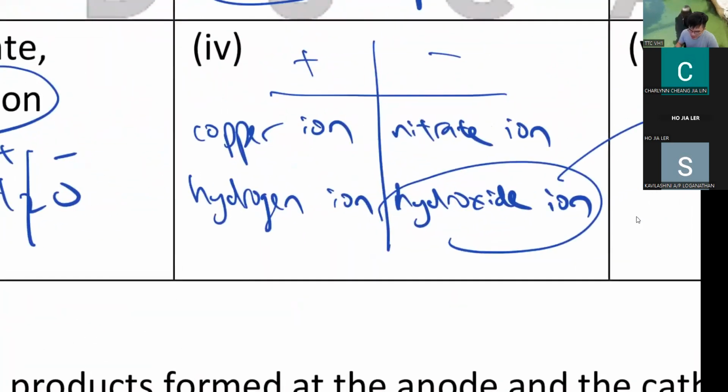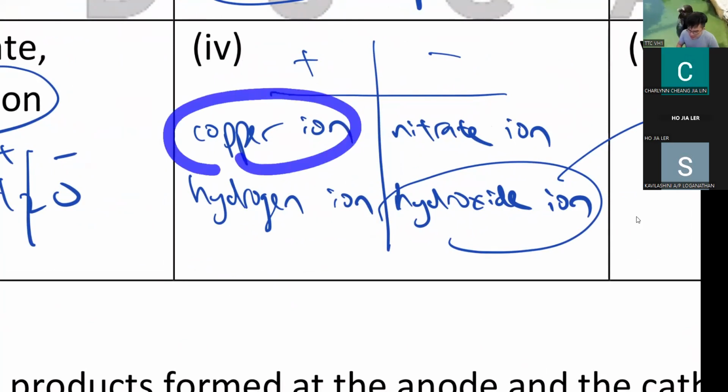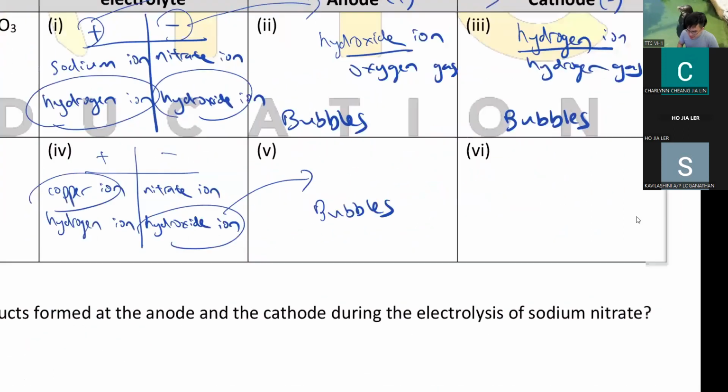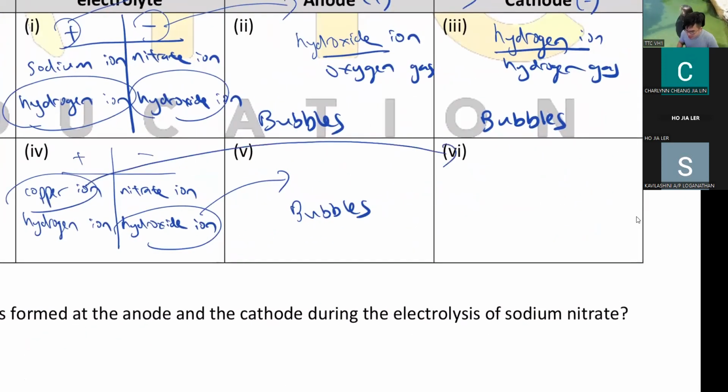Right, guys, I have a question here. Who will be chosen here? Who is uglier between copper and hydrogen? Copper is uglier, not hydrogen. So copper will be chosen here. Copper ion will be chosen here.